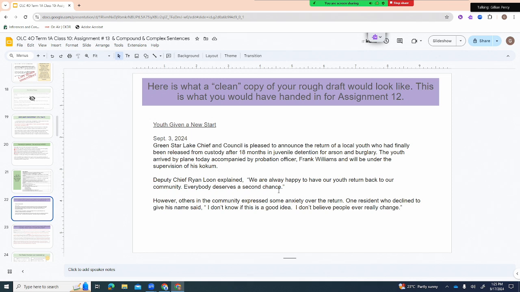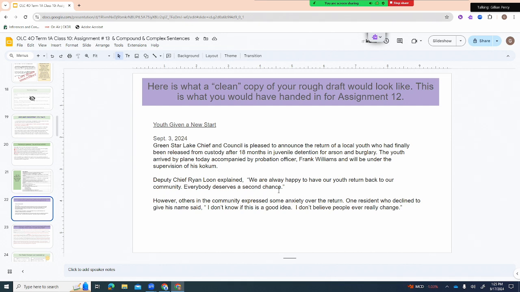Youth given a new start. September 3rd, 2024. Green Star Lake Chief and Council is pleased to announce the return of a local youth who had finally been released from custody after 18 months in juvenile detention for arson and burglary. The youth arrived by plane today accompanied by probation officer Frank Williams and will be under the supervision of his kukum. Deputy Chief Ryan Loon explained, "We are always happy to have our youth return back to our community. Everybody deserves a second chance.